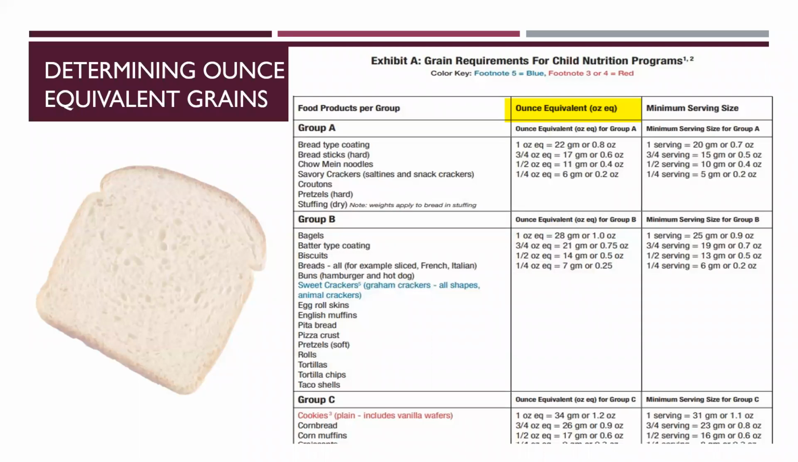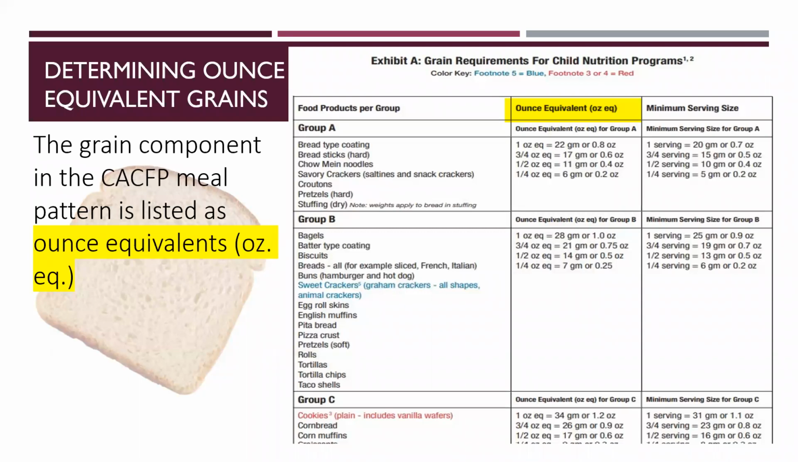In the previous slides, we identified whether a grain item is creditable and may be used in our menus. The next step is to identify how many ounce equivalent grains a particular item meets. A document known as Exhibit A, Grain Requirements for Child Nutrition Programs, groups food into categories and then, based on weight, identifies how many ounce equivalent grains a grain meets. Let's dig into this a little more.